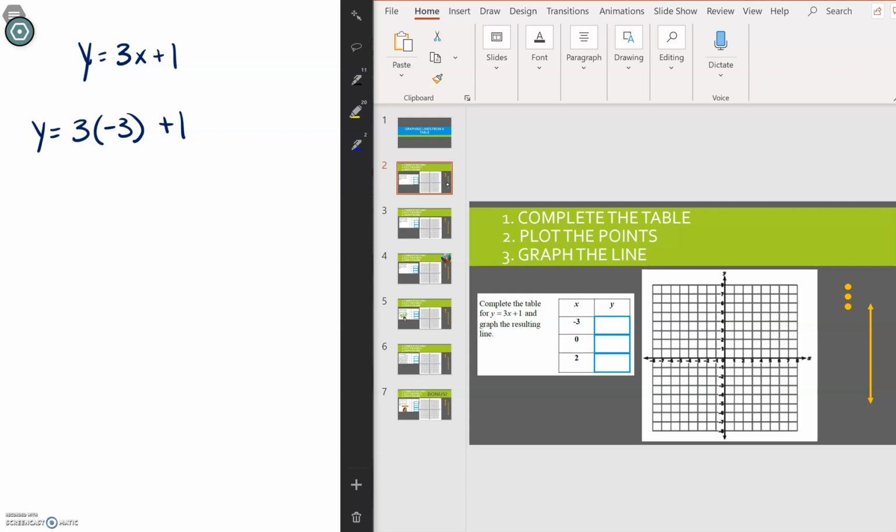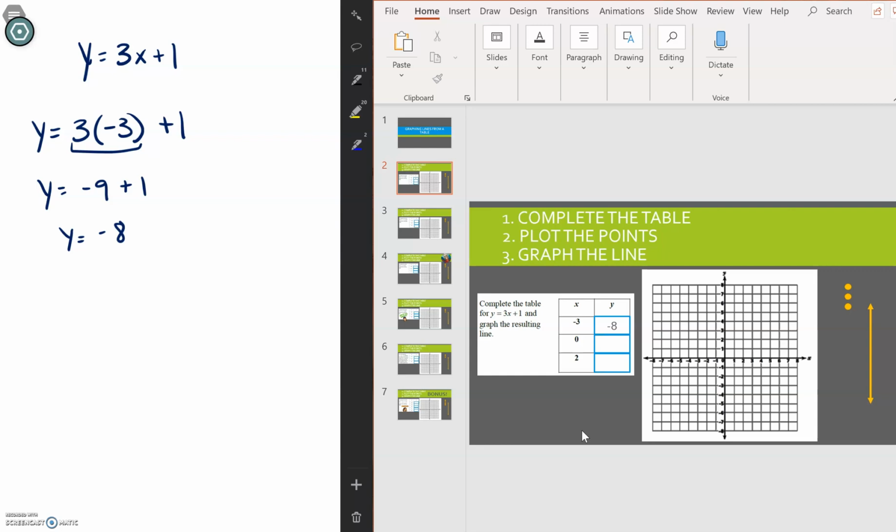So now we just simplify. 3 times -3 would be -9 plus 1, and y equals -8. So those integer rules that we worked on at the very beginning, they come in handy when we're working through this stuff. That way you don't have to really think about the adding and the subtracting and the multiplying. That stuff should be coming very easily now, and the bigger picture is what we're working on.